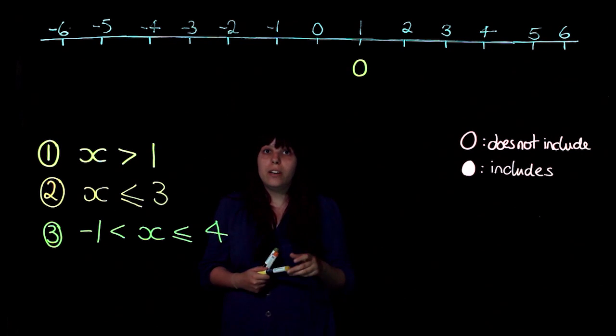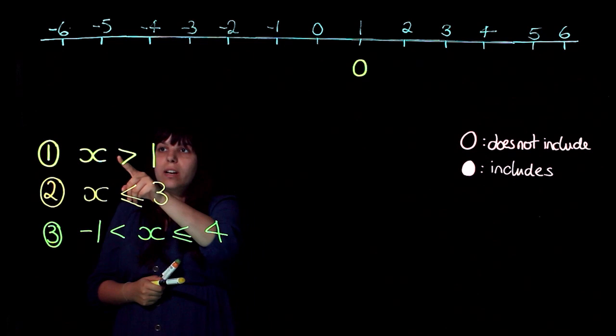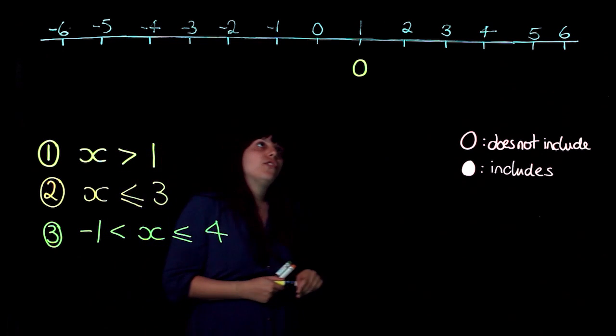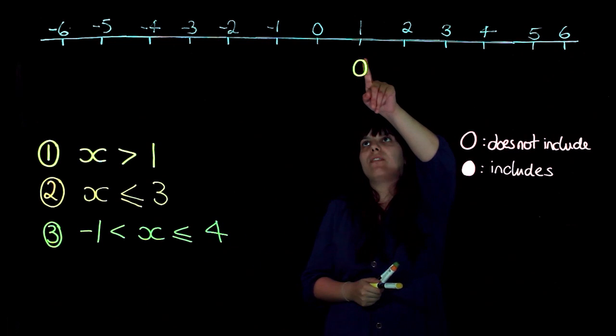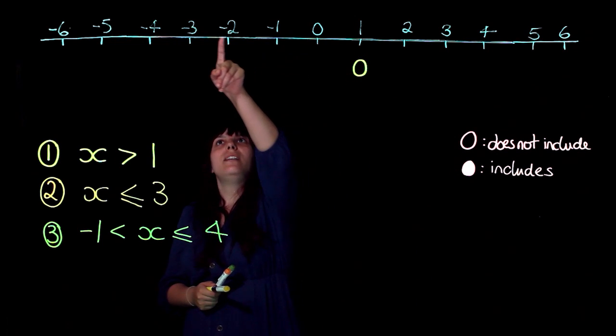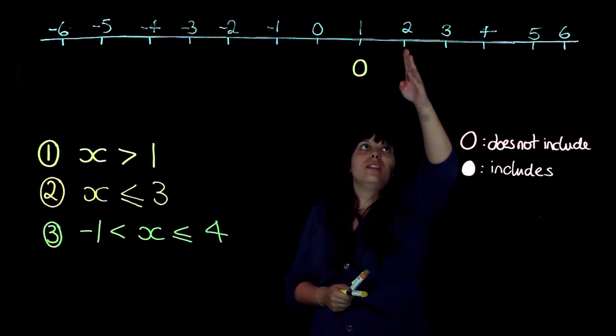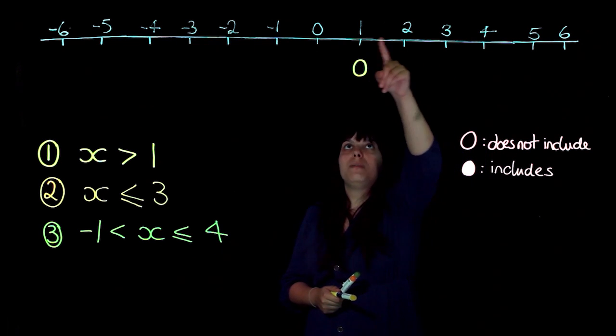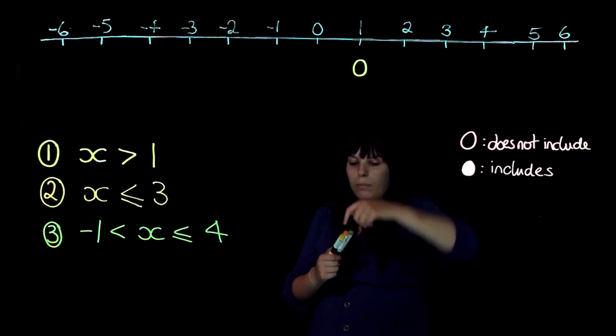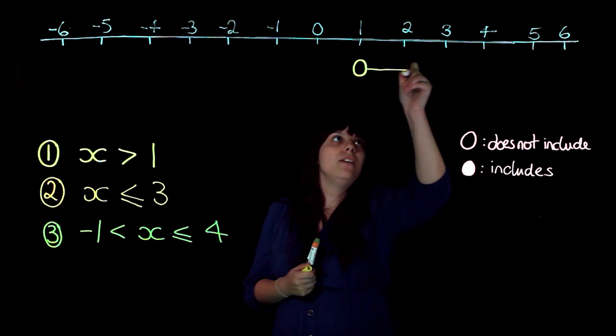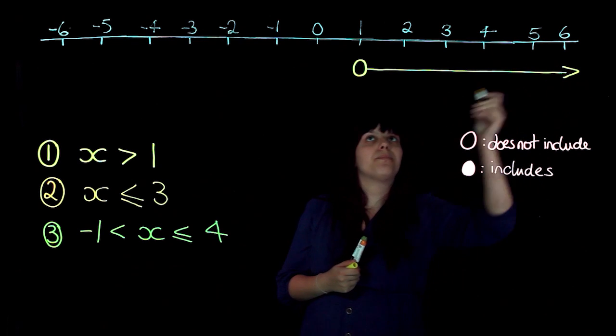Now, the next thing we need to do is look at the sign. So x is bigger than 1, x is greater than 1. So where is x greater than 1? Is x going to be greater than 1 along here or along this way? Well, it's going to be this way because 2 is bigger than 1, 3 is bigger than 1, 4 is bigger than 1, and so on. So my arrow is going to point in that direction.